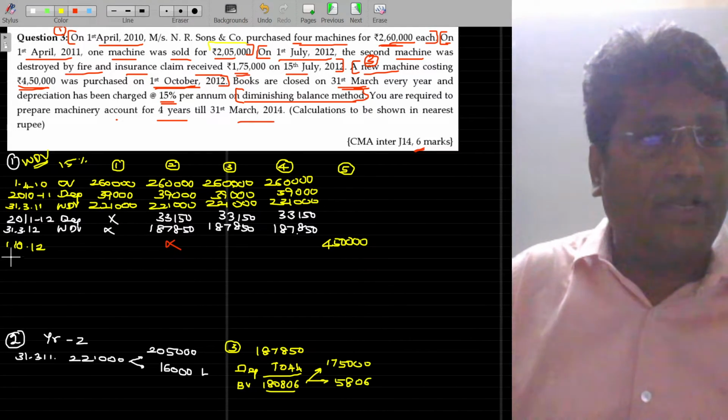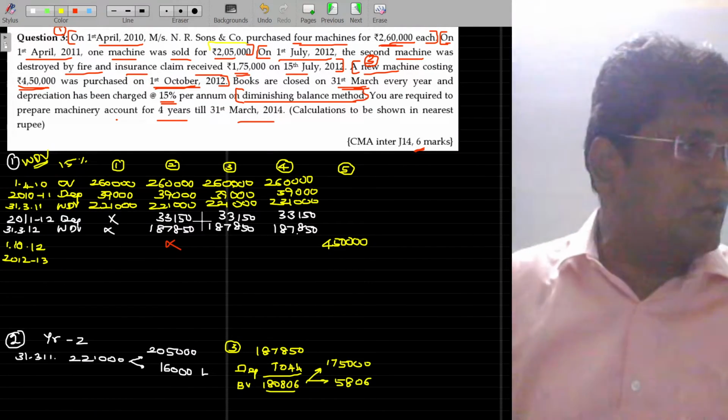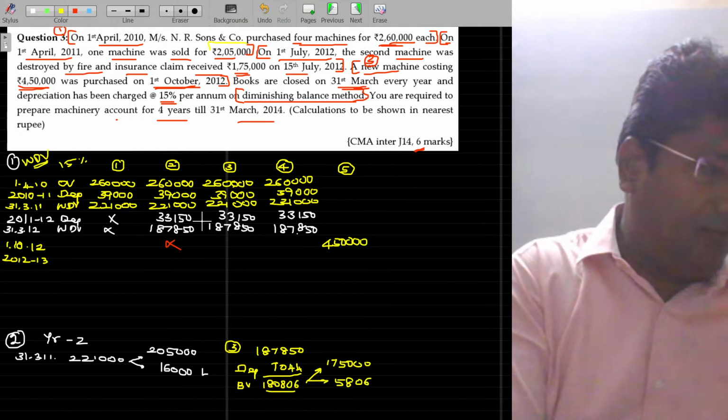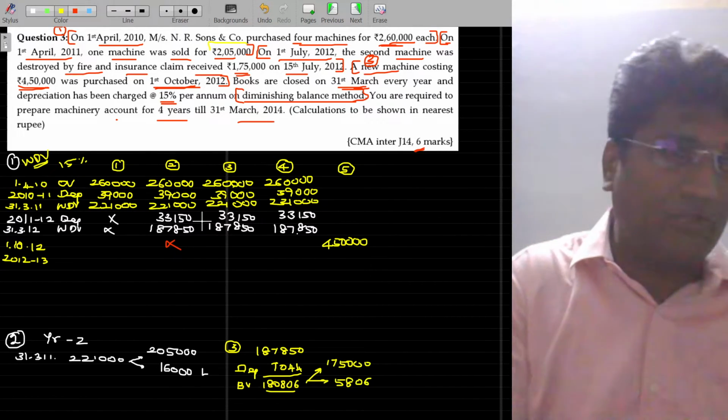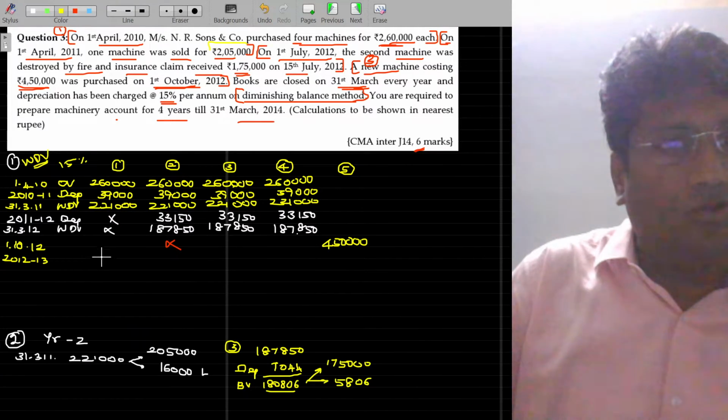So now we have to provide the depreciation for the year 2012-13. For this 1,87,850, you have to calculate depreciation at the rate of 15%. The value is 28,000.